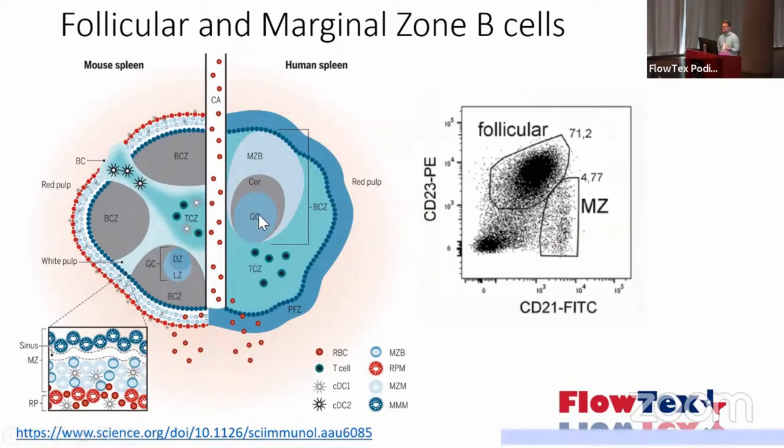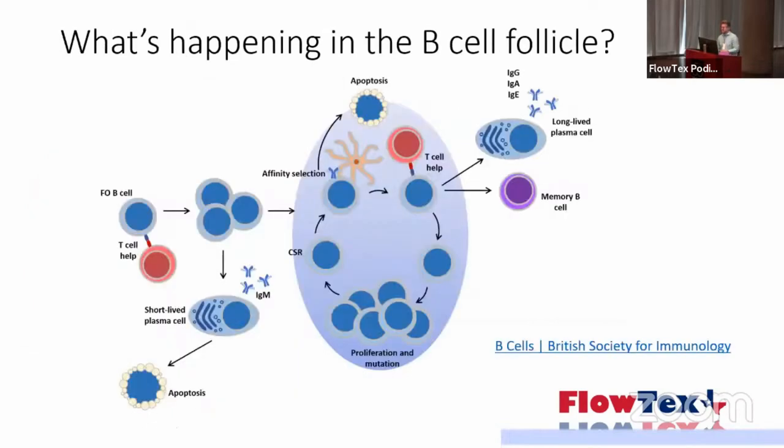And then those that are in the follicles, these are the B cells that are, again, still filtering things out, but these are the ones that undergo additional changes, undergo additional clonal expansions, and really respond to the pathogen that's coming in by either turning into a memory B cell or a plasma cell. And so what's happening in that B cell follicle?